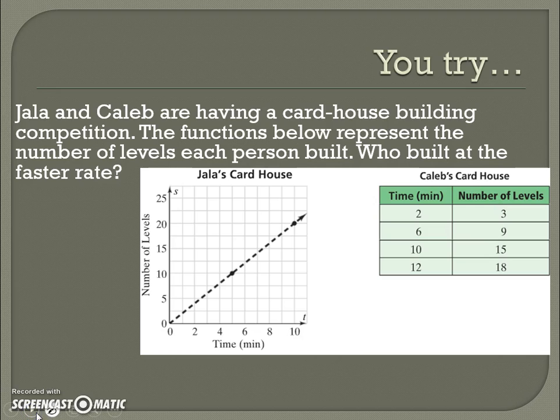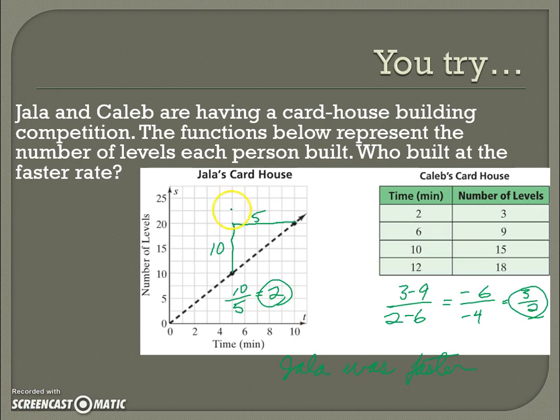Here's one for you to try. Go ahead and pause. The answer will be up in 3, 2, 1. And here's this one. So Jala's card house is built at a rate of 2 levels per minute. And Caleb's was 3 halves or 1.5. So Jala is the one with the faster rate.